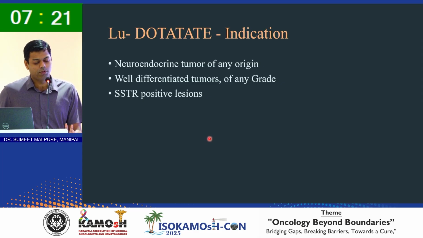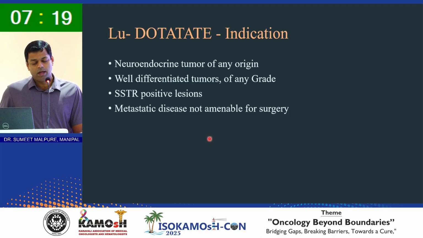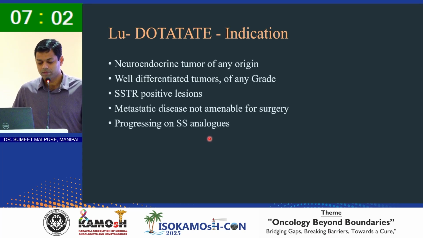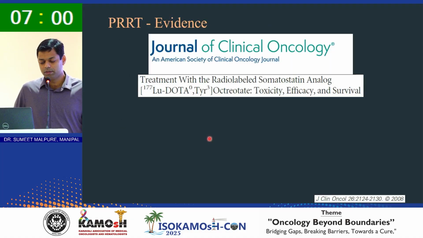All the lesions should be somatostatin positive, and metastatic disease not amenable for surgery. Obviously, if we can do metastectomy, if it is a single or oligometastasis in the liver, the patient can be done surgery along with the primary tumor. If it is not amenable, then go ahead with PRRT. And progression on somatostatin analogs.